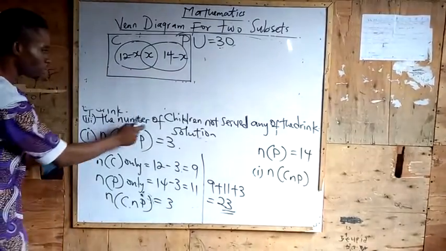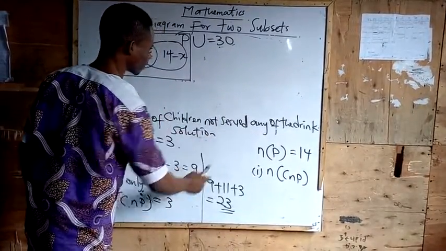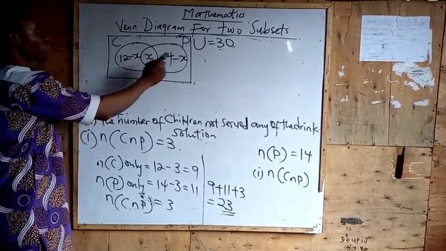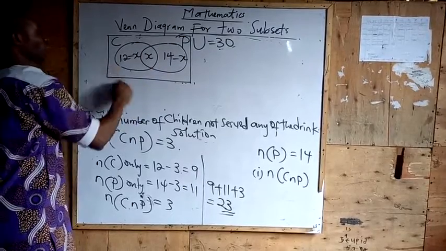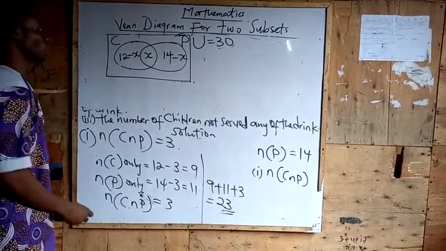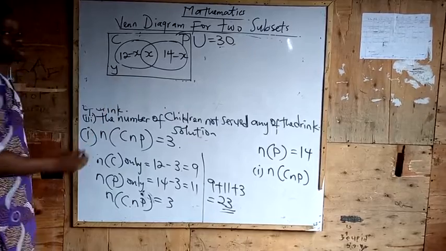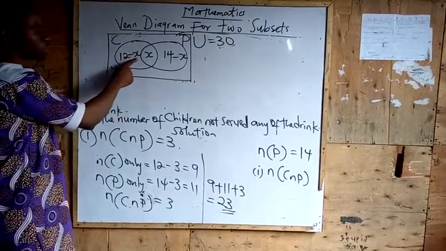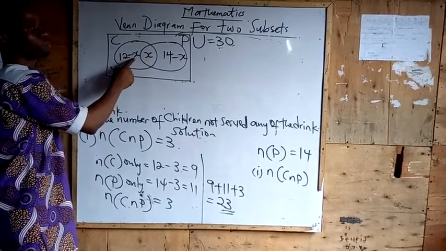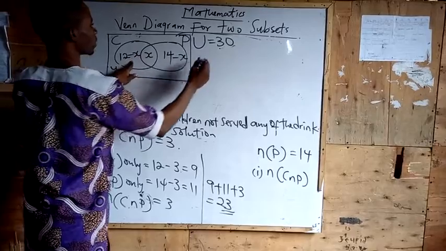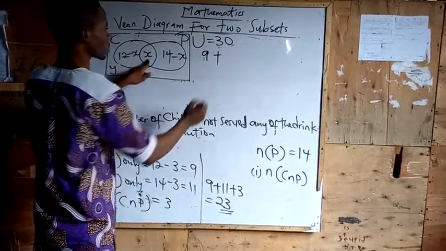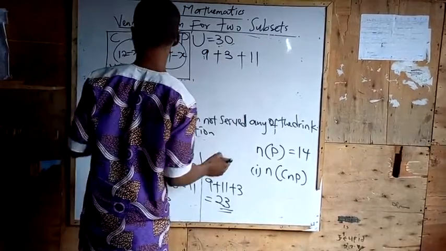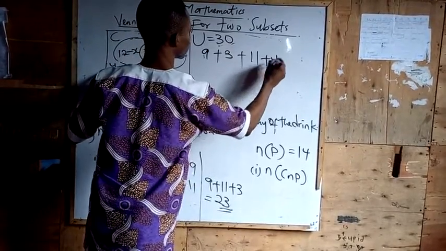But everything here belongs to the universal set. Now, when it says the number of children not served any of the drink, what does that mean? That means it's not here, but it's inside the universal set. And how are we going to do that? I can now represent it as y outside the two subsets. Let me just put y here. Now, I've known x to be 3. 12 minus 3, that is 9. In this place is 9. Plus 3. Plus 14 minus 3, 11. Plus y equals 30.